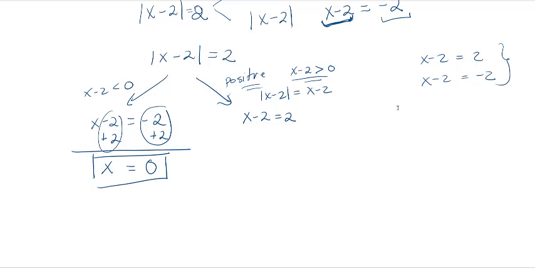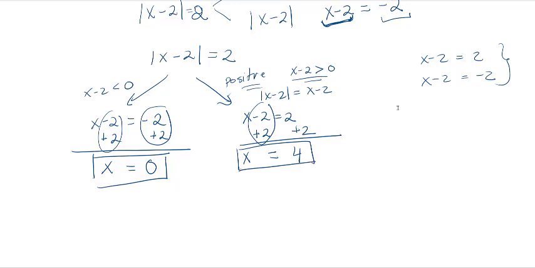What do we have here? Here we're also going to add 2 to both sides. We'll use the same property of addition. We have x plus 0, because -2 and +2 cancel. And we have 2 plus 2, that's just 4. So we get x equals 4 here.